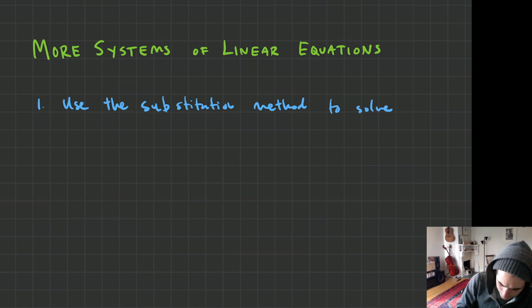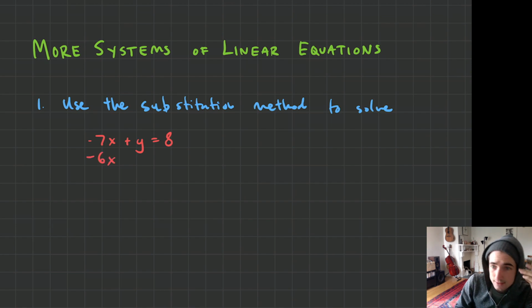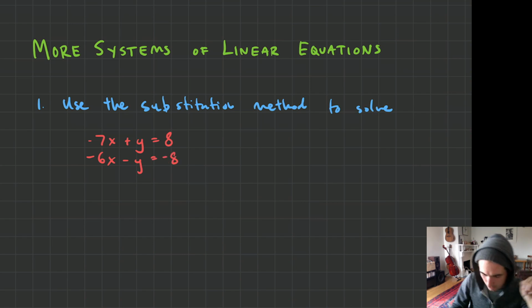So this is going to be negative 7x plus y equals 8. And the other equation is negative 6x minus y equals negative 8. Okay, so we're going to use the substitution method to solve this system of linear equations.